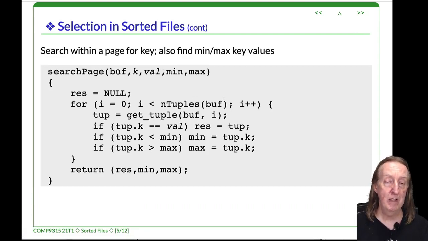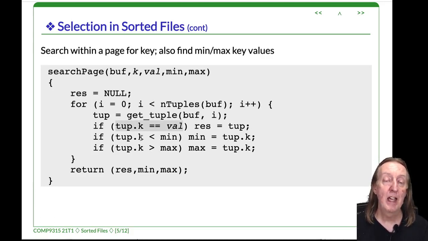So we got a buffer full of tuples, we got a field or an attribute that we're interested in, we've got a value that we're looking for in that attribute, and we've got the current min and max values. Alright, so initially the result is null. We assume we're not going to find a tuple in the page, and then we iterate through all of the tuples in the page, look at each tuple. If the value that we're searching for happens to be in the tuple that we just got, then we're done. So that's our result.